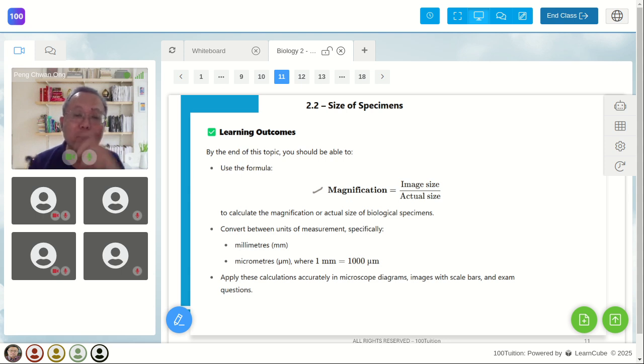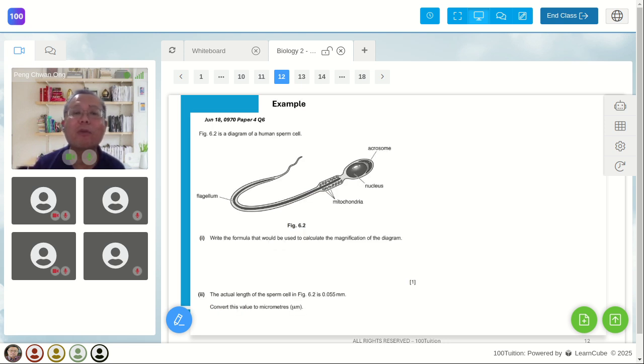And the next thing you need to know about the size of specimens is how do you convert micrometers into millimeters. Just remember, 1 millimeter equals 1,000 micrometers. Then you just need to apply this in calculations, and that's all you need to know about this subtopic. So let's look at an example. It's from a past year paper.